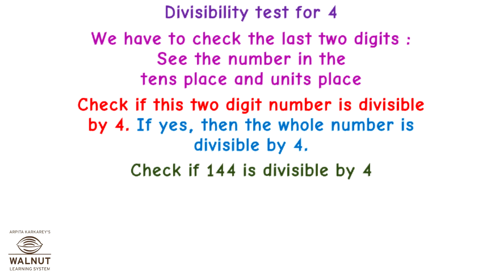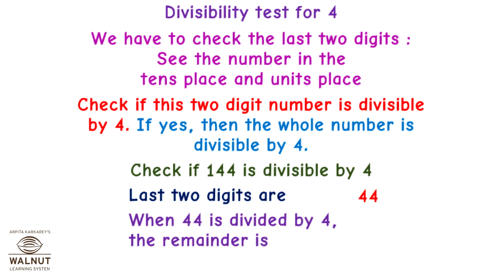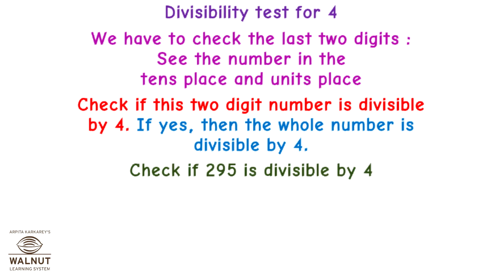Check if 144 is divisible by 4. Last two digits are 44. When 44 is divided by 4, the remainder is 0. Is 144 divisible by 4? Yes.